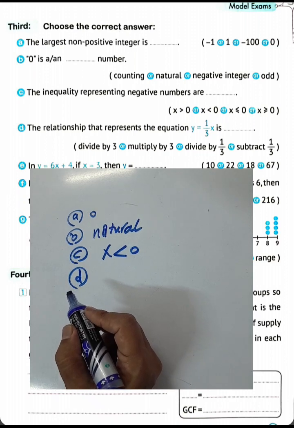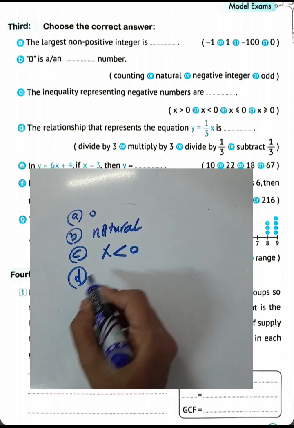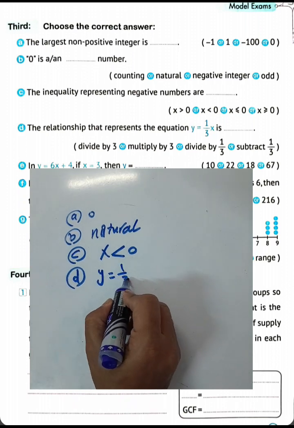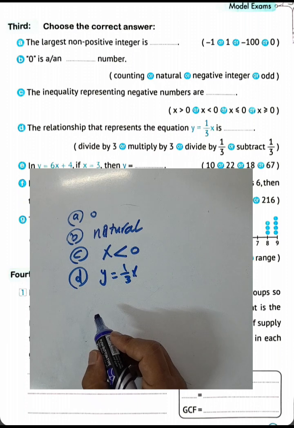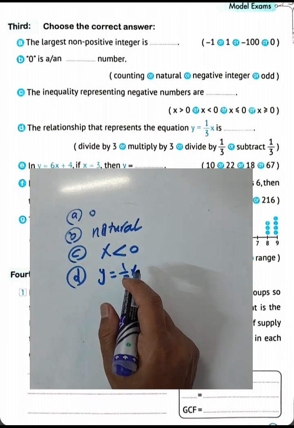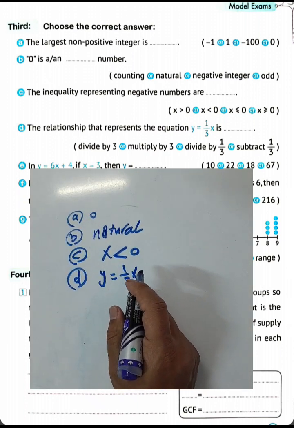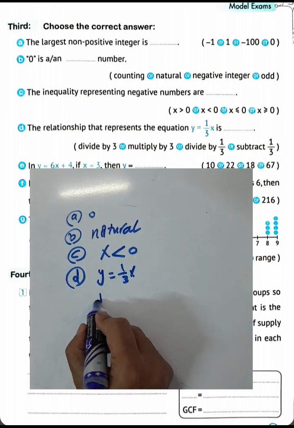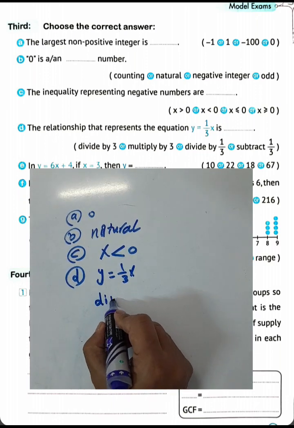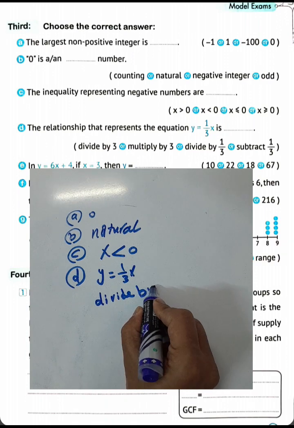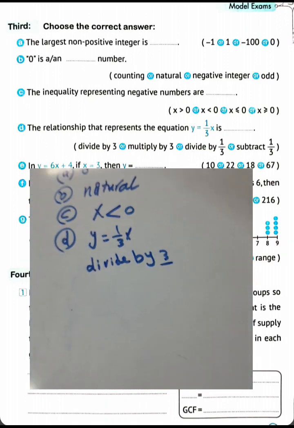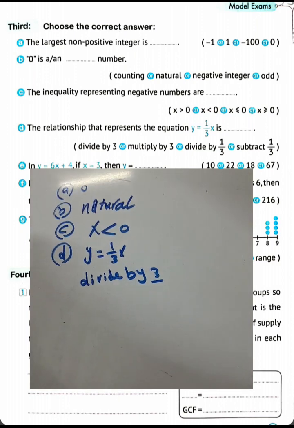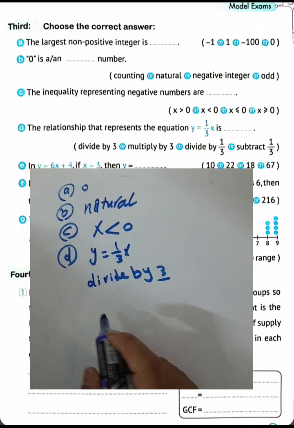The relationship that represents the equation y equals a third x. Here, multiply by a third or divide by 3? Okay, choose divide by 3. Third x means what? It means divide by 3 or multiplication by a third.